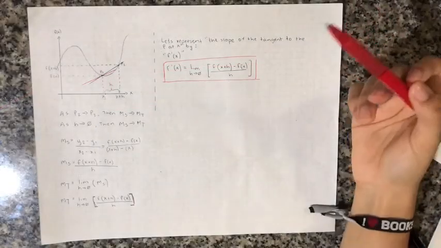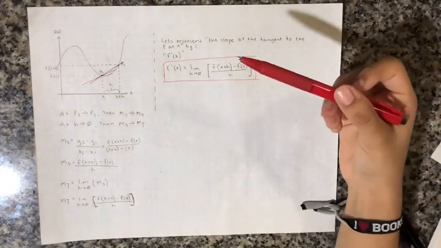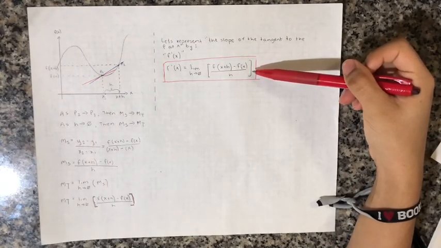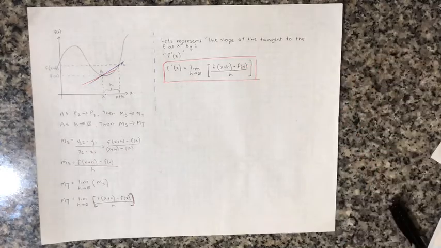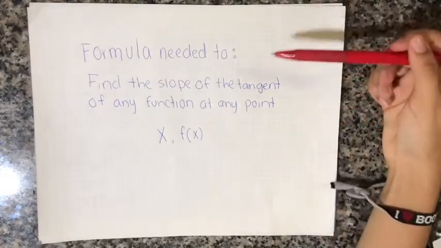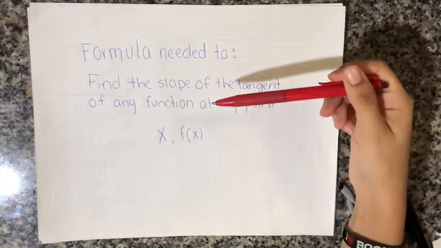So what did we learn today? That this is the formula that we use to find the slope of the tangent of any function at any point.